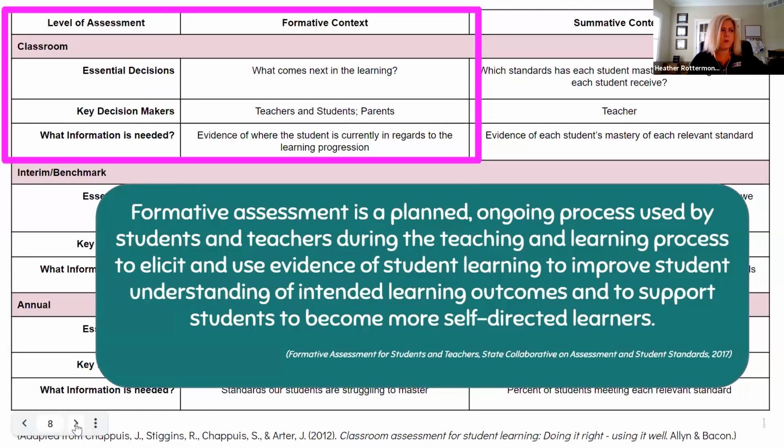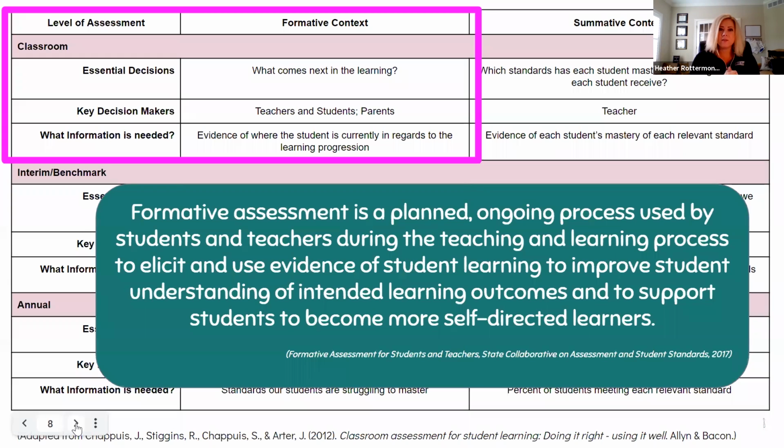And so our focus for this session today is really honing in on the classroom level of assessment. And so we are going to only focus in, and that's why there's that pink box around my chart here. We're really focusing in on the classroom level of assessment because it provides low stakes, but high value information to us as teachers so that we can move forward with the learning. So the whole idea of the formative assessment process, as an instructional practice in our classrooms, is to answer the question, what comes next in the learning?